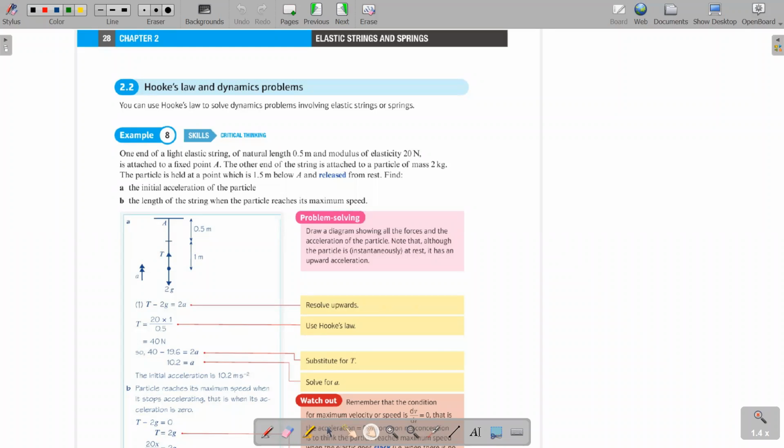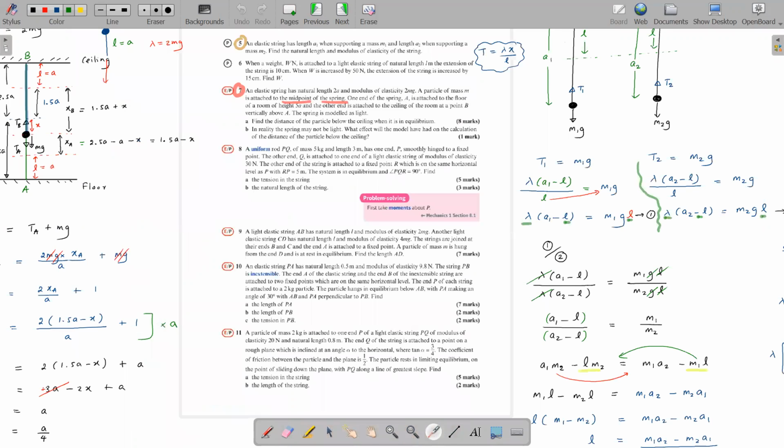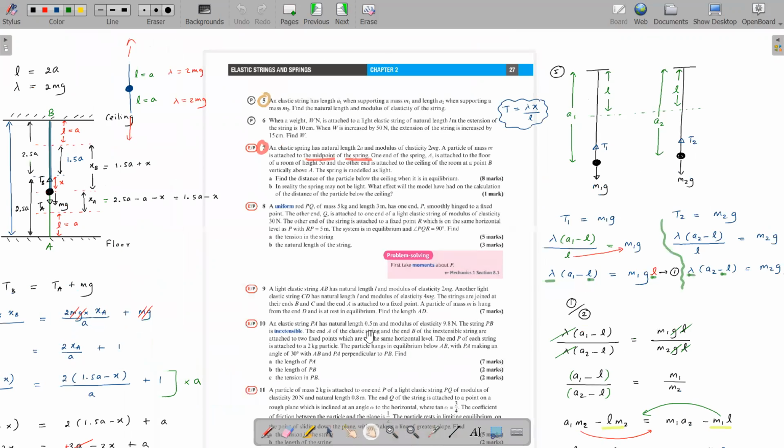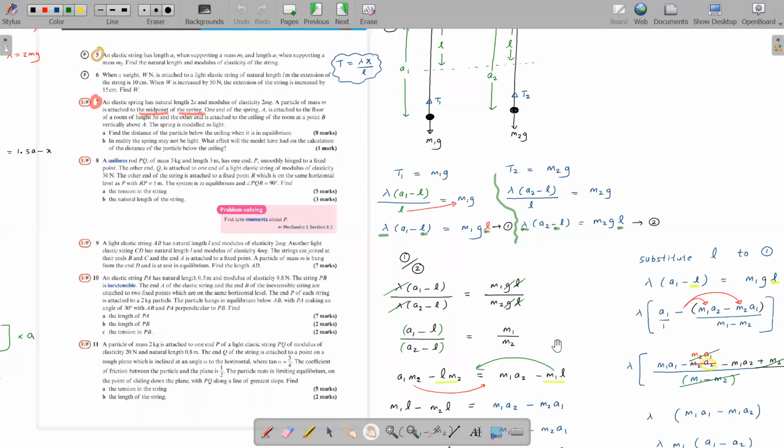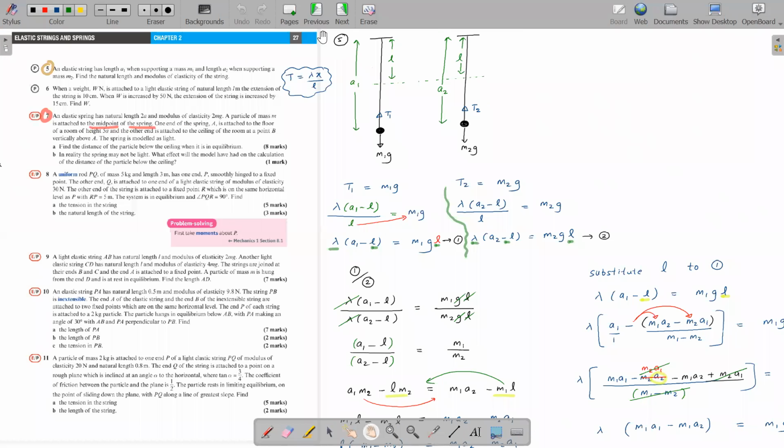All right, so now we'll move to the next part of the lesson, section 2.2. We are going to learn about Hooke's law and dynamics problems. The difference from what you've done earlier is that in the early exercises we were dealing with problems in equilibrium. You had the string or the spring in equilibrium, and we just had to balance forces, and the main equation we used was tension equals lambda x over L. So this was what we did previously.